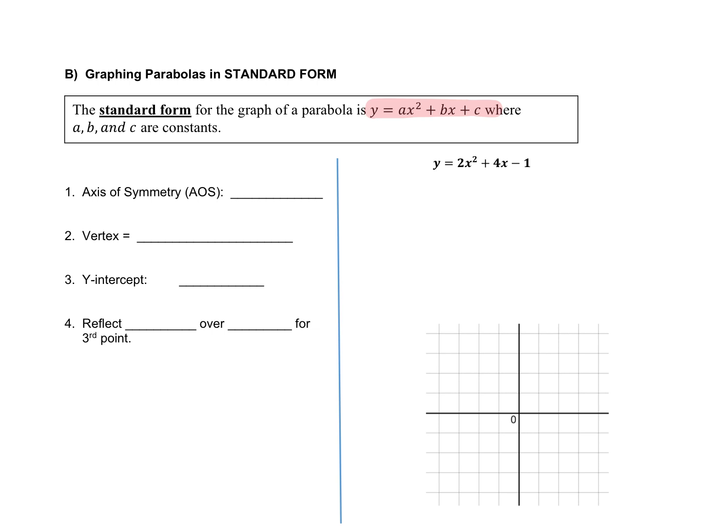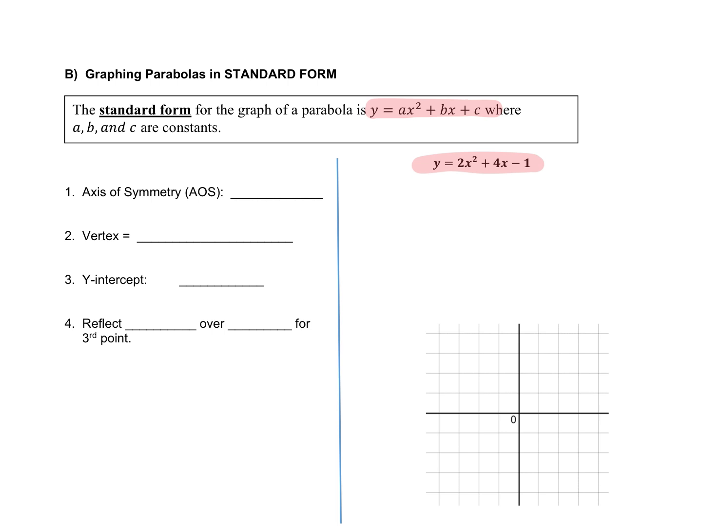So that's what you're presented with. You're not presented with something in vertex form with the parentheses and the squares and the A, H, and K. This one, you're presented with something like y equals 2x squared plus 4x minus 1, okay? In part C, the last part of the lesson, we are going to talk about how to go from standard form to vertex form. But right now, we're just going to talk about how to use standard form to get all of our essential pieces that we need, okay?